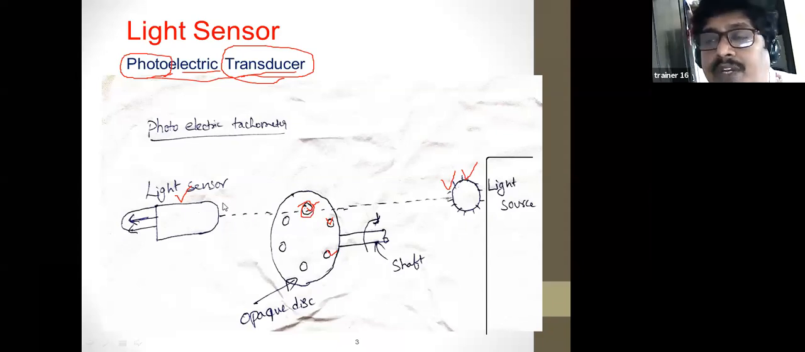When it is received, automatically one pulse is generated. The number of pulses generated is counted by an electronic counter. That number of pulses is calibrated in terms of the speed of the shaft. Now it is clear. Any questions?